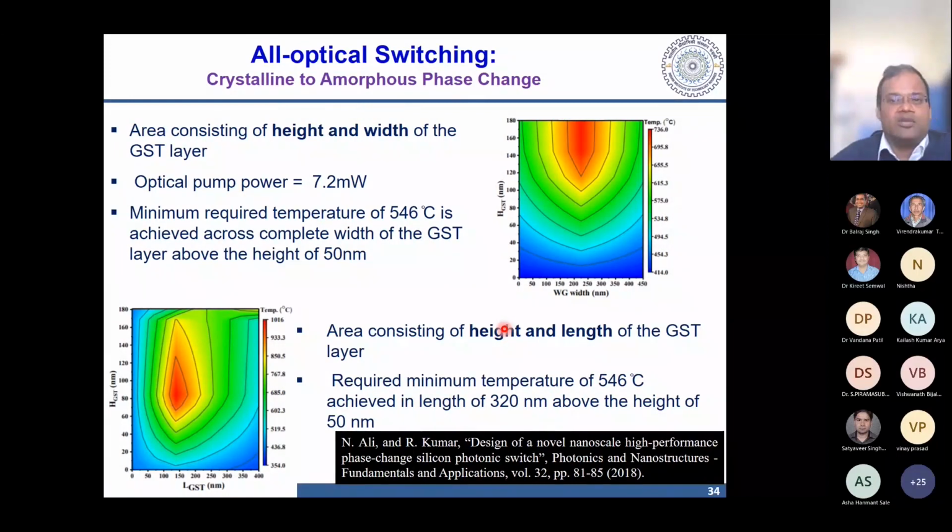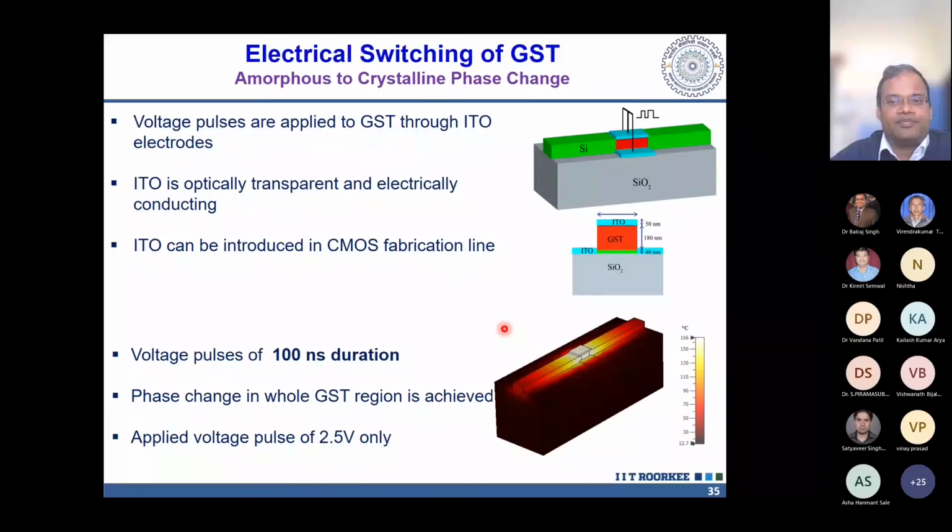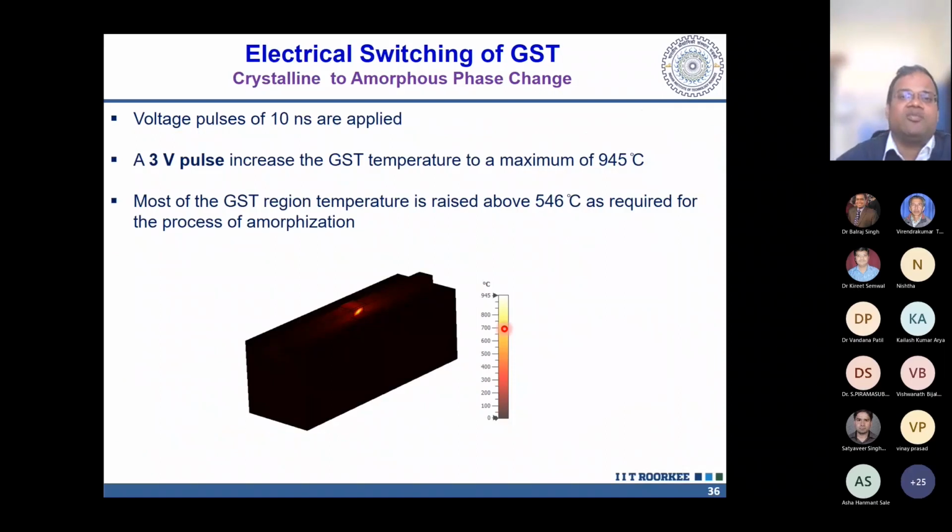Now, that was the optical switching. You can also do electrical switching, which is based on Joule heating. You have the electrodes, which are made of ITO. We are choosing ITO because it is optically transparent and electrically conductive. Okay, so with a voltage of 2.5 volt, you can do the phase transformation from amorphous to crystalline. However, from crystalline to amorphous, you will need a little bit more, that is a 3 volt pulse. And these diagrams basically show the phase changes happening in the complete material.